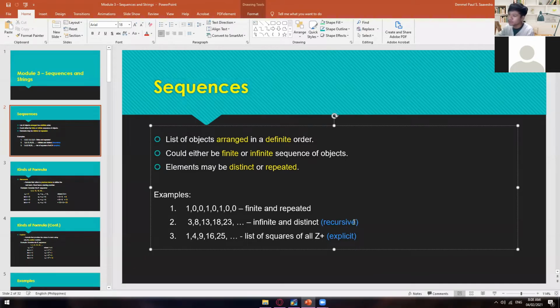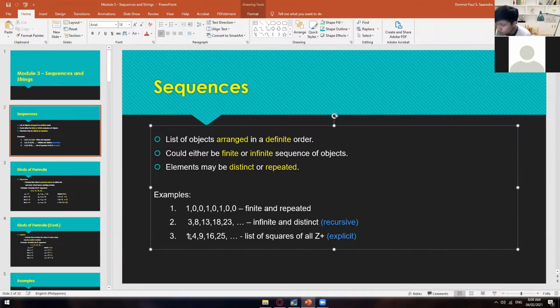In other words, we call this one recursive. When we say recursive, the past terms are important for you to get the next term. What is the third term? You have to know the past two terms. What is the fourth term? You have to know the past three terms. From that, you will see the pattern and then you will know how to get the next term.